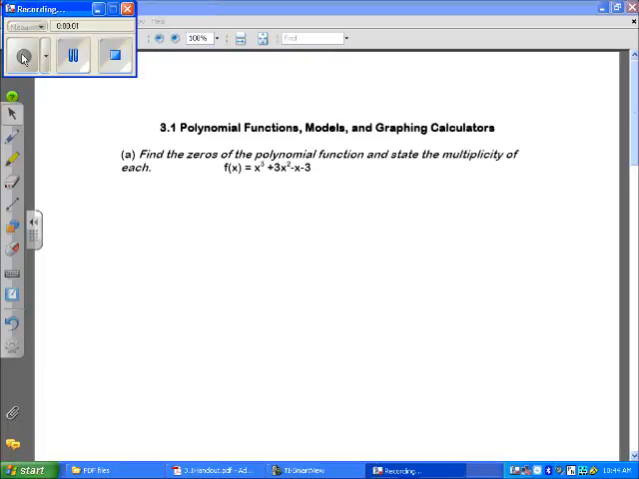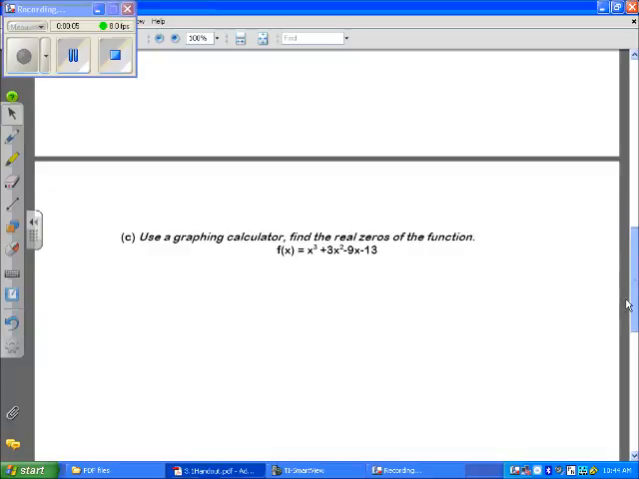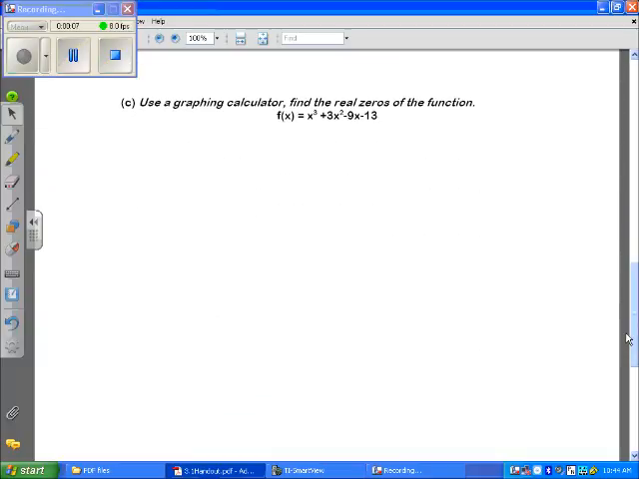Look at the worksheet for 3.1, we're going to do the last part, part C. It says use a graphing calculator to find the real zeros of the function. So what we're going to do is put this in for y1.